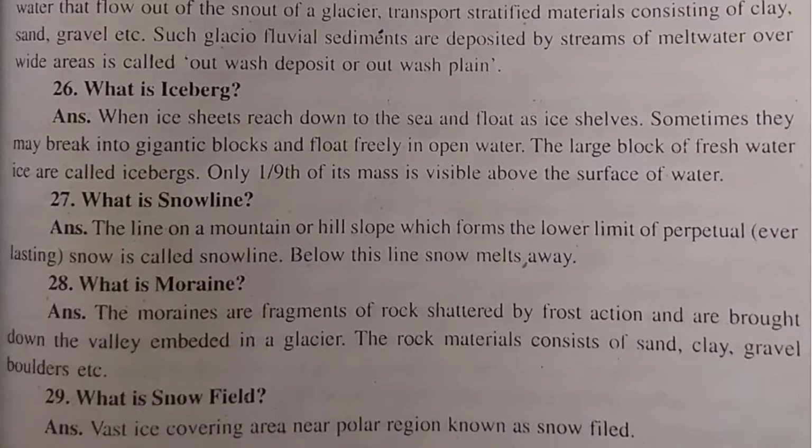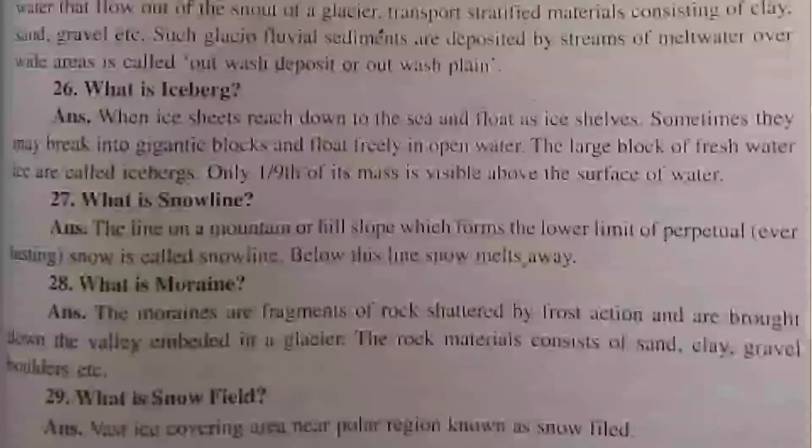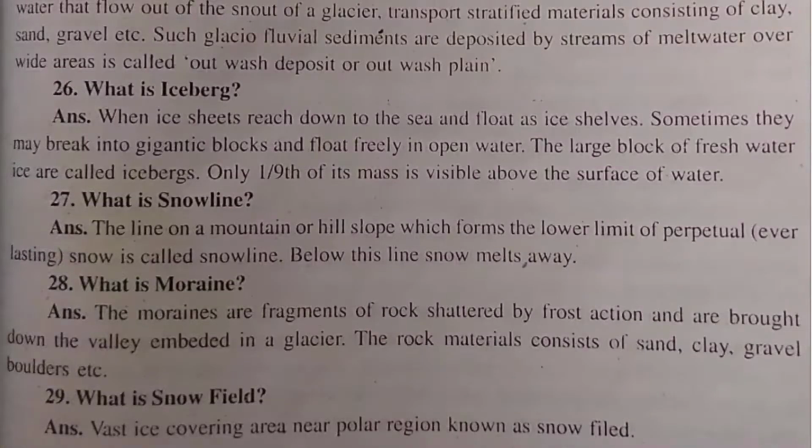Next question is what is snow line? The line on a mountain or hill slope which forms the lower limit of perpetual snow is called the snow line. Below this line, snow melts away.